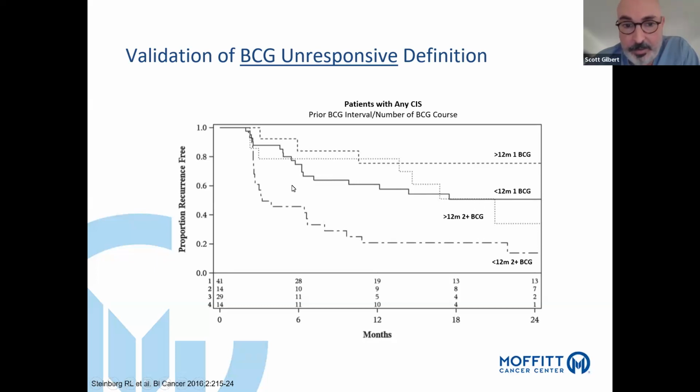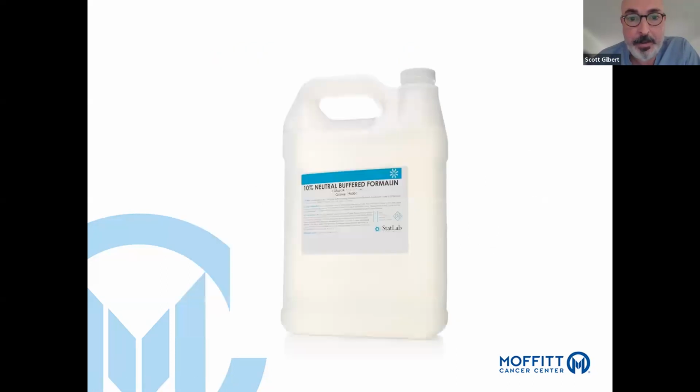And then this is really the unresponsive patient group, this lower curve, where less than 20% are going to respond to a third course of BCG with durable response. And that is if you've had 2 inductions or more of BCG, and it's within a year, right? Then giving additional BCG treatments is just not a high probability play.